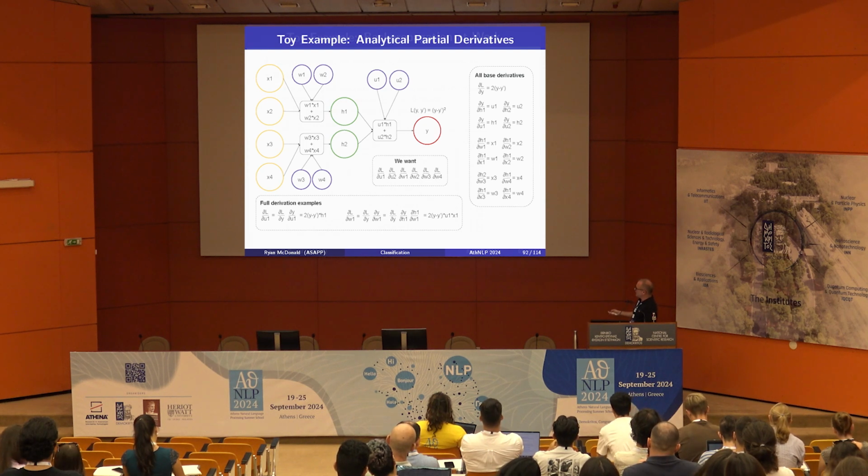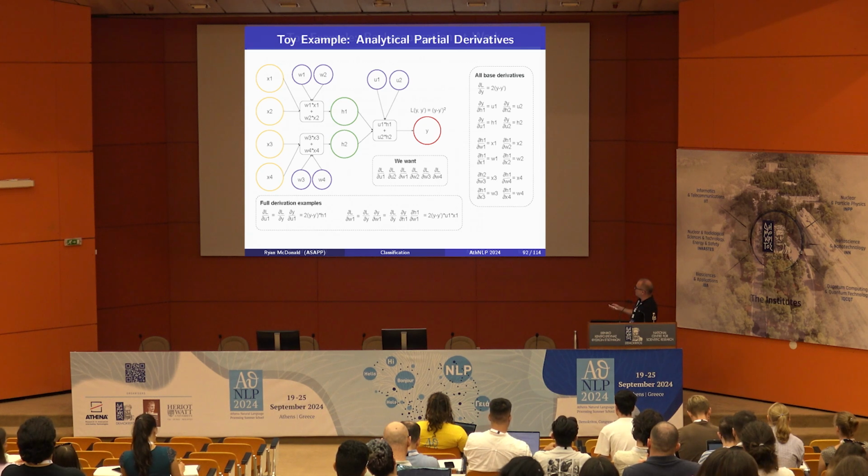Let's say I get an instance X, which has these values here. First, I'm just going to run it through the neural network and get this value here. So at this point in time, I also have some weight vectors.